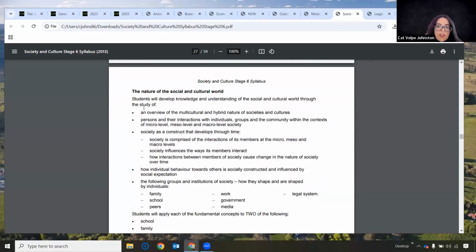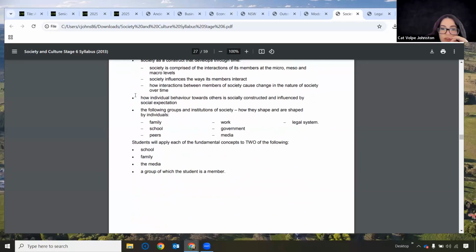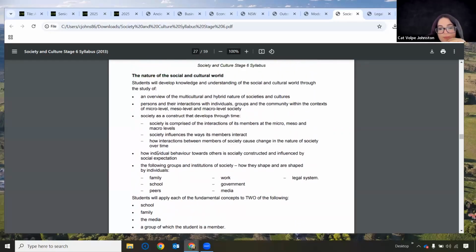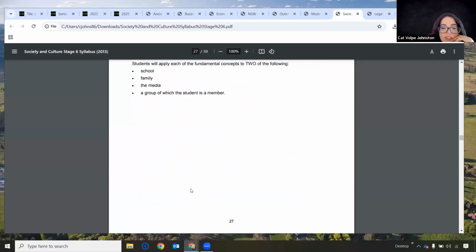So for this unit, you'll head down to, say, for example, the nature of the social and cultural world. Look for the sections which have options. So for example, students might learn about the nature of the social and cultural world, and then maybe extend in that second topic, looking at one of the following groups or 2 of the following groups to sort of extend that learning. That's an option.